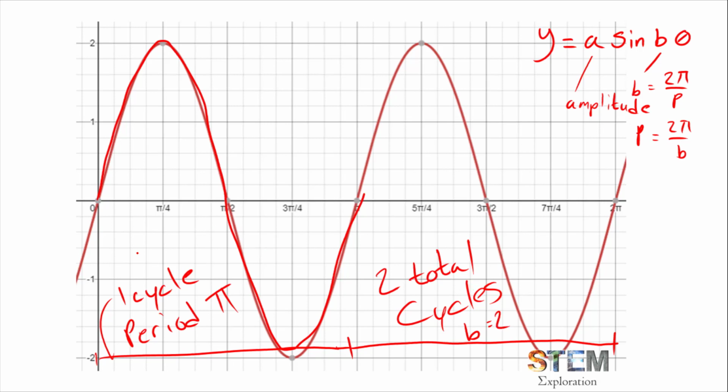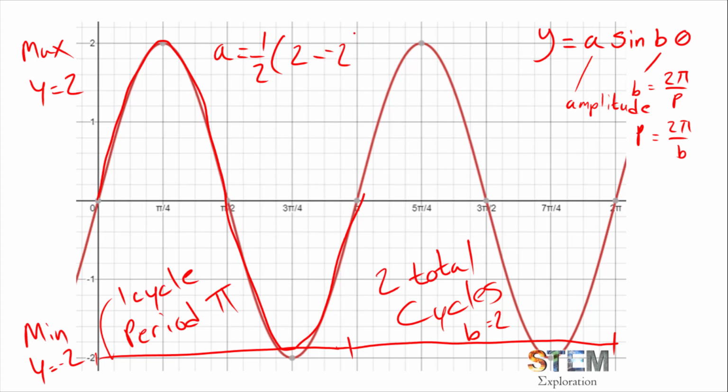And the third part I'm going to look at here is I see that my max value is y equals 2, and my minimum value is y equals negative 2. And so my amplitude A is just 1/2 times the max minus the min. And so this will equal 4 times 1/2, so the A value is equal to 2. So my B value is equal to 2, my A value is equal to 2.